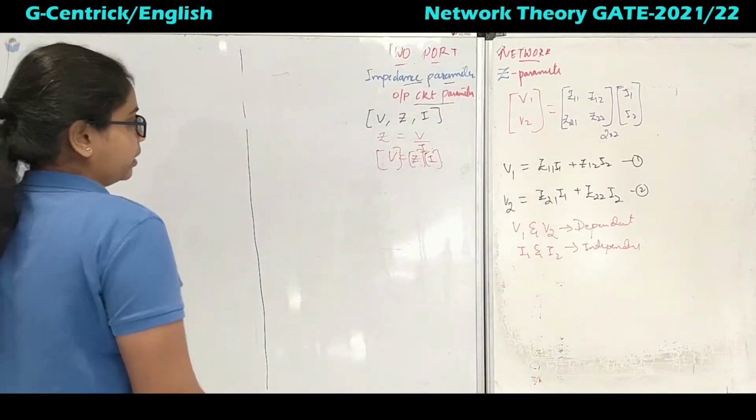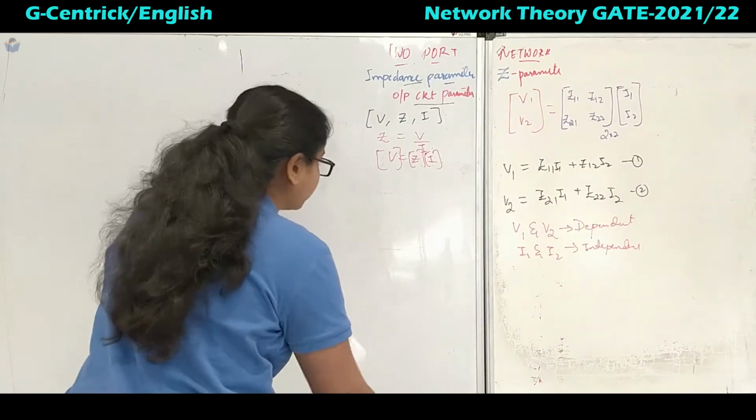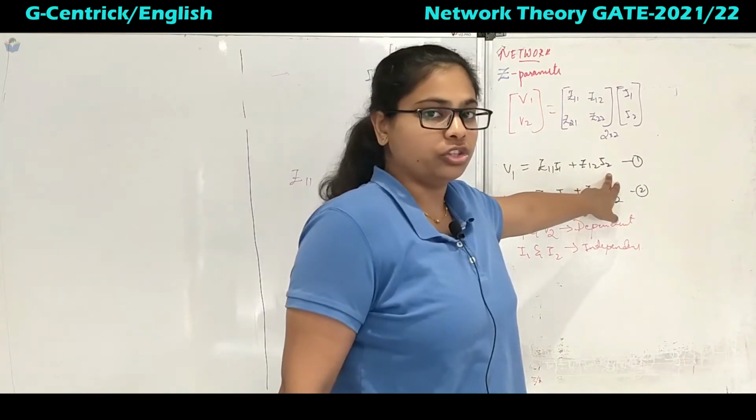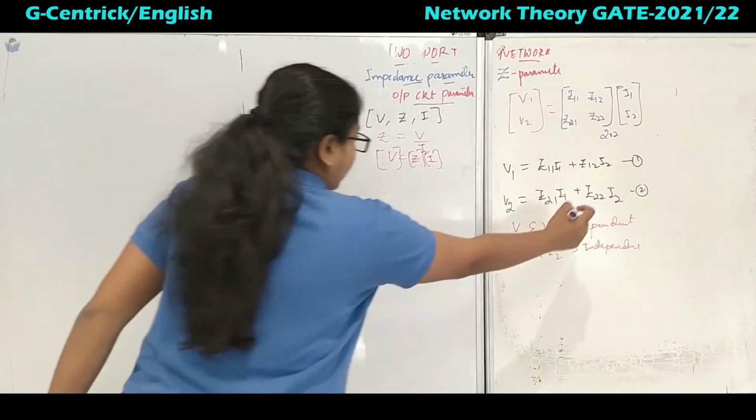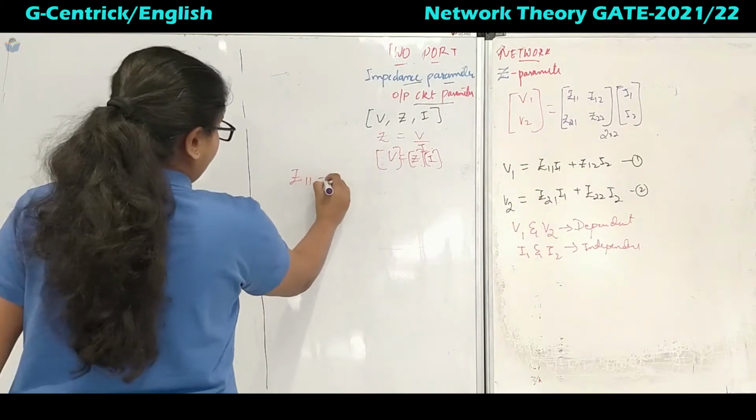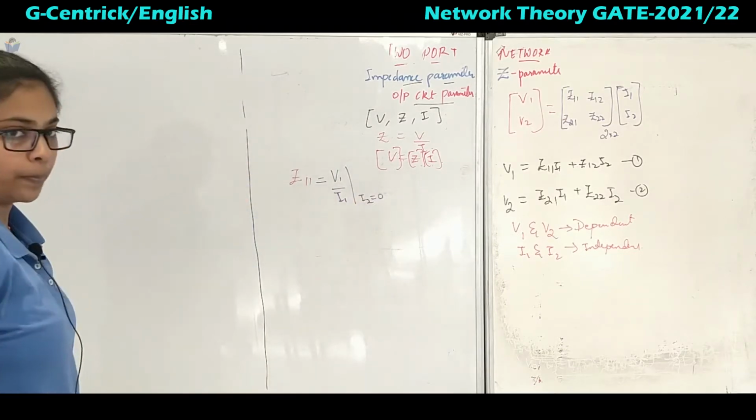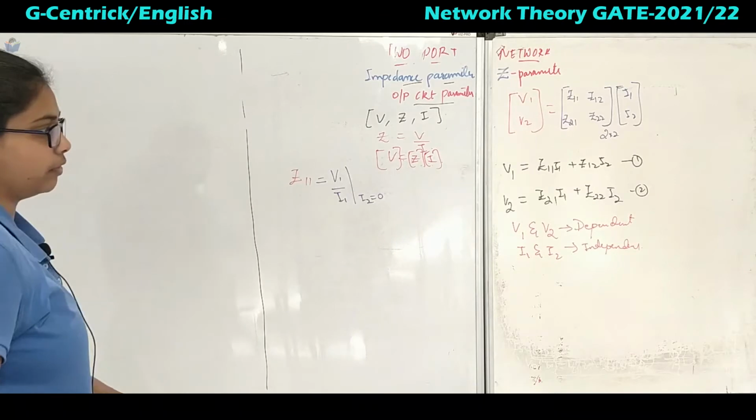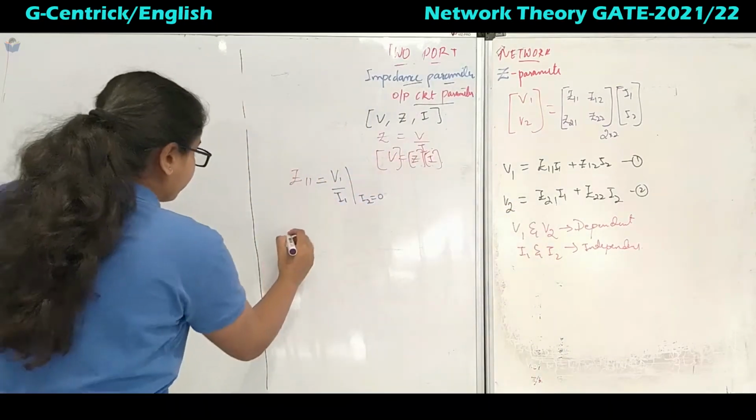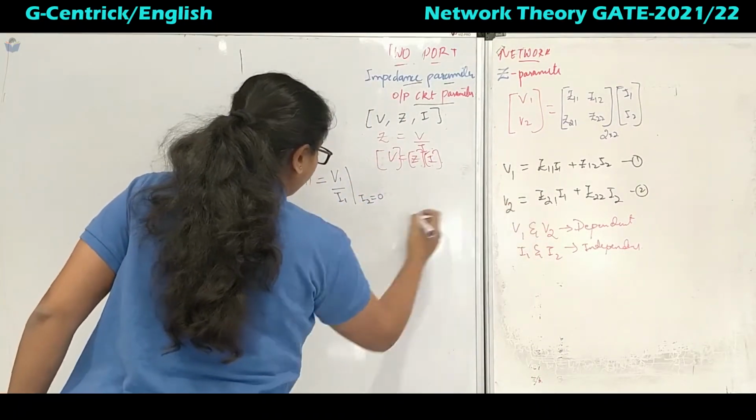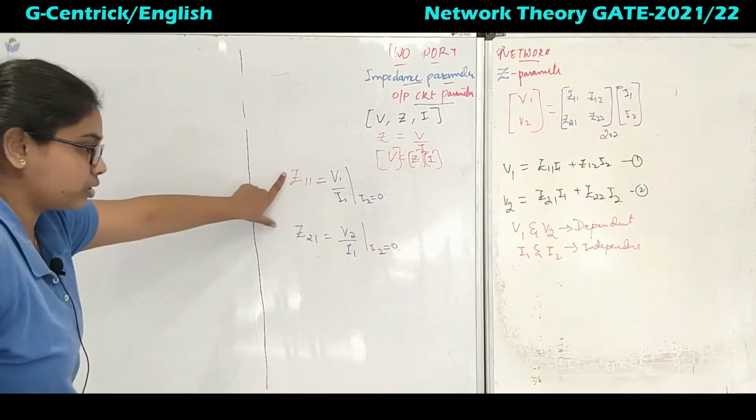Now to get the Z11 parameter, we have 4 unknown quantities. Z11, you can write by putting I2 equal to 0. When we are analyzing one quantity, we make the other quantity 0. So when I2 is equal to 0, you get Z11 as V1 by I1. Similarly, in this equation also I2 is 0, so we get Z21. Z21 is equal to V2 over I1 when I2 equals 0.